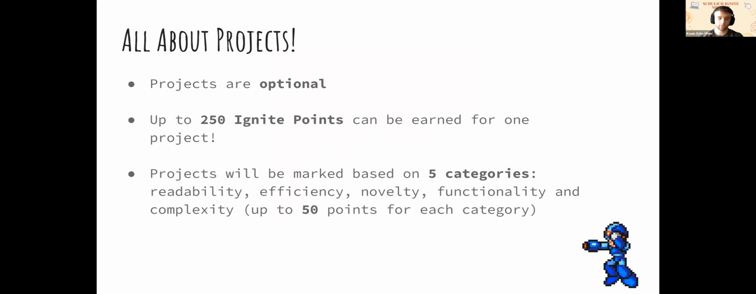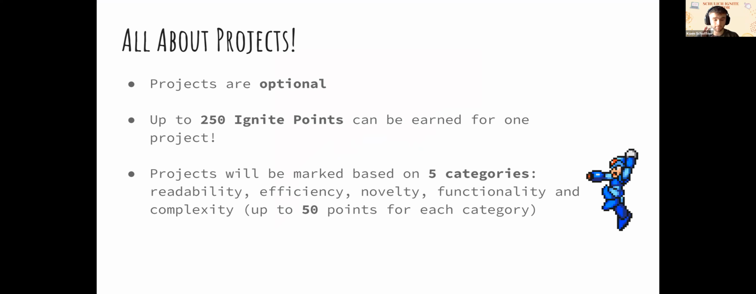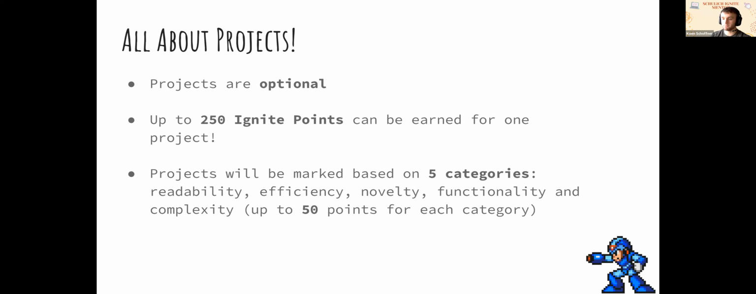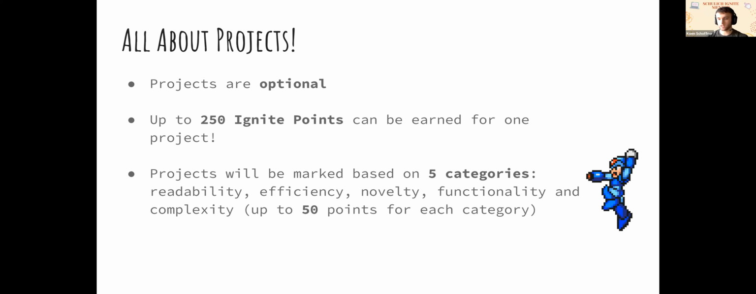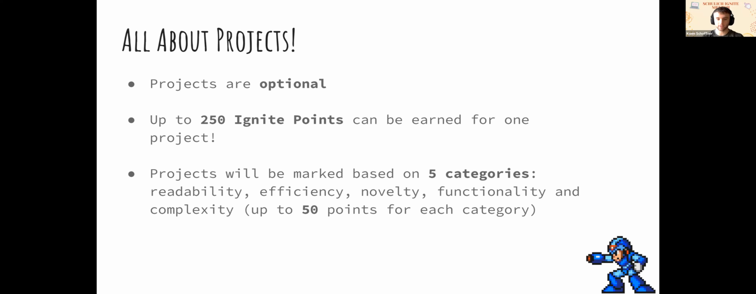We're marking it based on five categories. Readability, so how easy your code is to read. Efficiency, so maybe making use of functions, making use of logical operators in your check statements. Novelty, so kind of like the story behind it, functionality, and complexity. You get up to 50 points for each category.